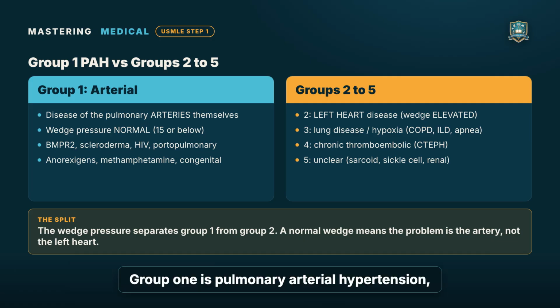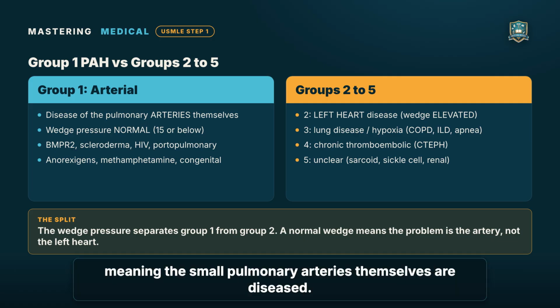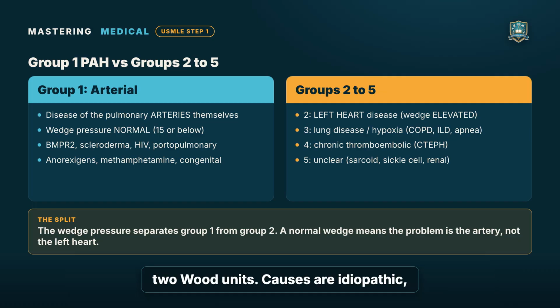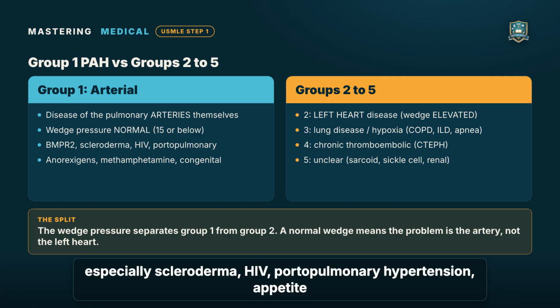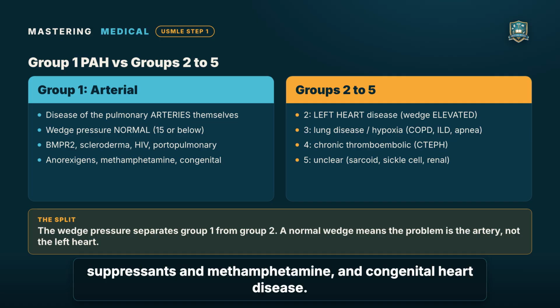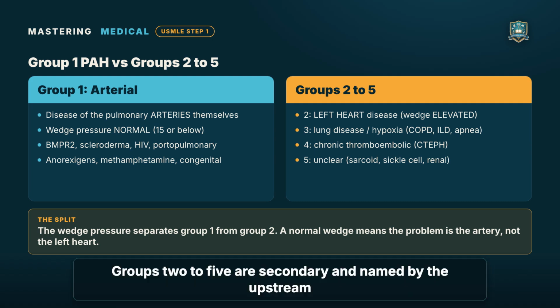Group 1 is pulmonary arterial hypertension, meaning the small pulmonary arteries themselves are diseased. It is defined by a normal pulmonary capillary wedge pressure at or below 15, with a pulmonary vascular resistance above 2 Wood units. Causes are idiopathic, heritable through BMPR2 mutations, connective tissue disease, especially scleroderma, HIV, portopulmonary hypertension, appetite suppressants and methamphetamine, and congenital heart disease. Groups 2 to 5 are secondary and named by the upstream cause.